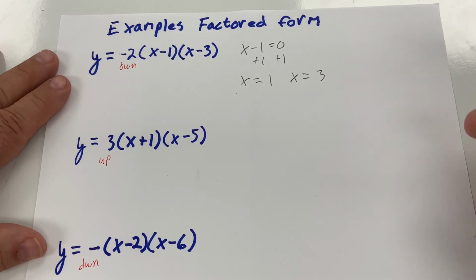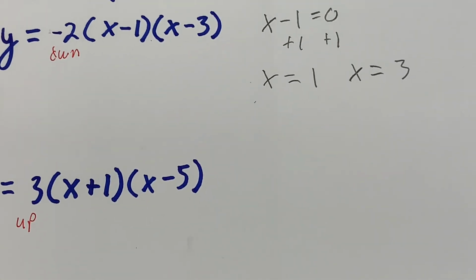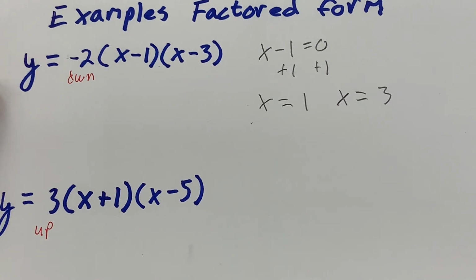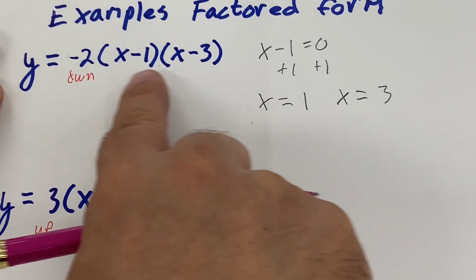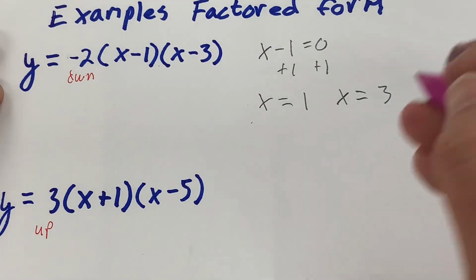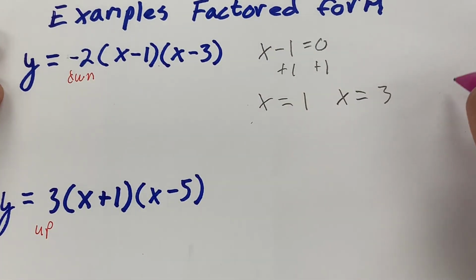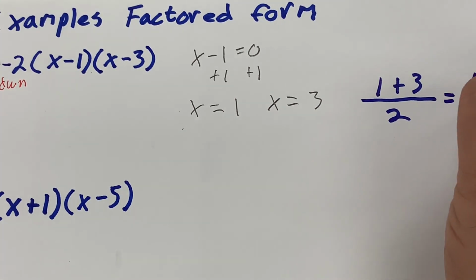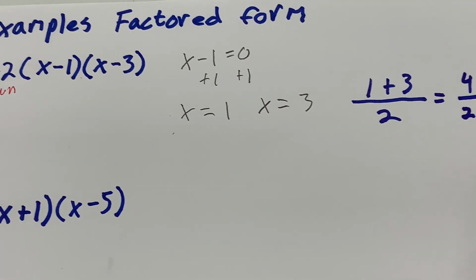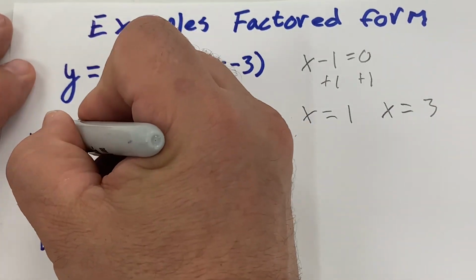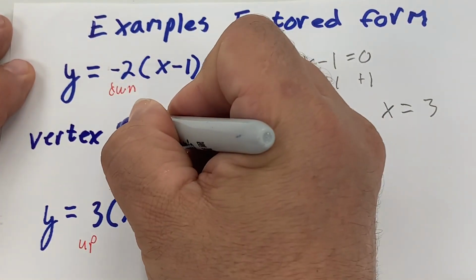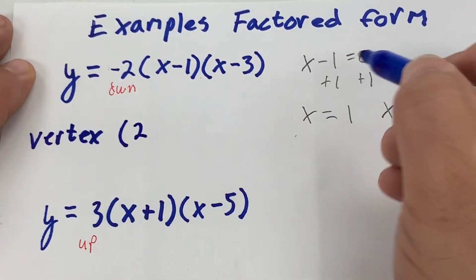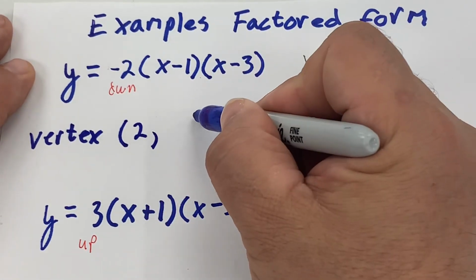Another question they'll ask you is what's the vertex, or what's the AOS, the axis of symmetry? And here's a nice move. Instead of foiling this out and distributing negative 2, all you do is add up the answers. So you're going to add up 1 plus 3 and divide it by 2. You take the average of the answers. So 1 plus 3 is 4, and 4 divided by 2 is 2. So my x value for the vertex is 2.